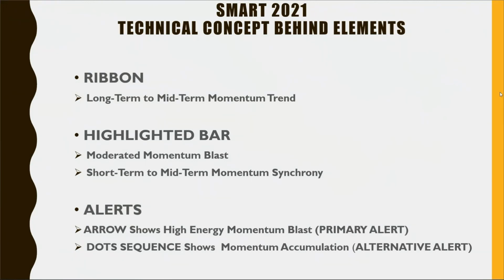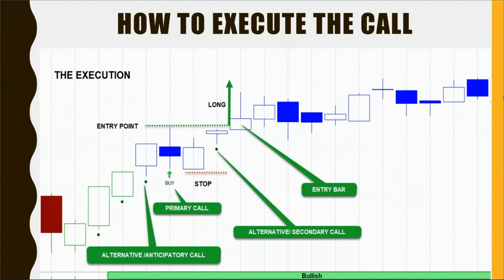So, as we now understood how the system works and what's behind every system element, we will show you how to get into a position after any call was made, primary or alternative, long or short, right? So here in this slide, we are presenting how to execute the call. In this case, I am presenting the long call entry, okay?